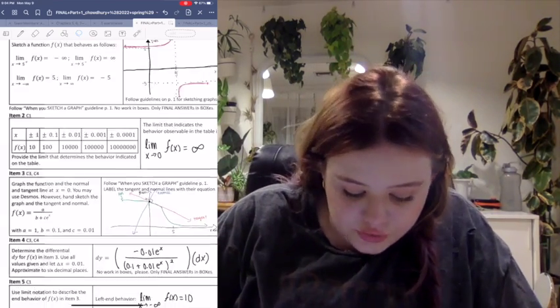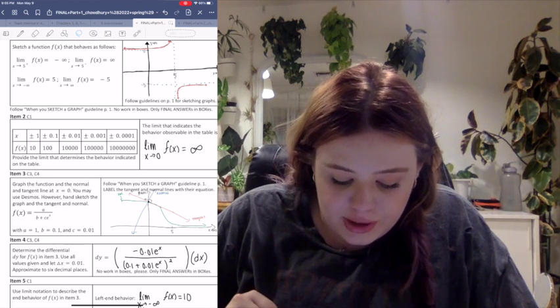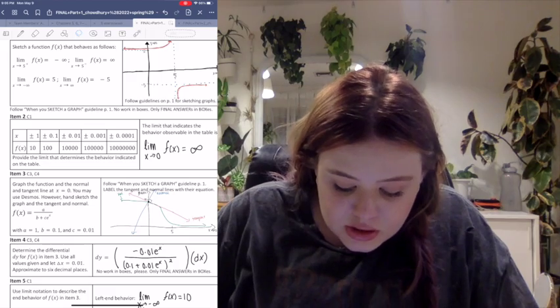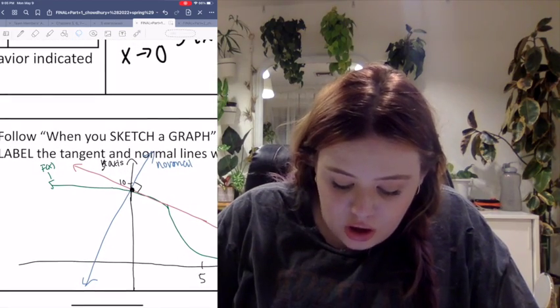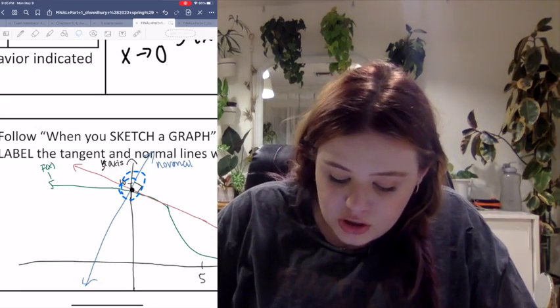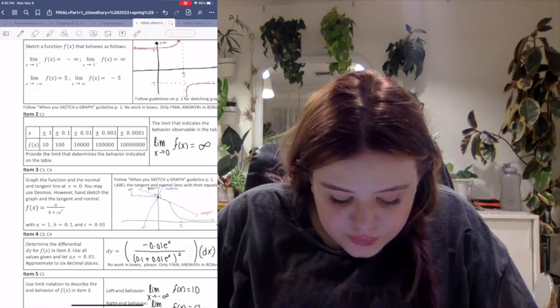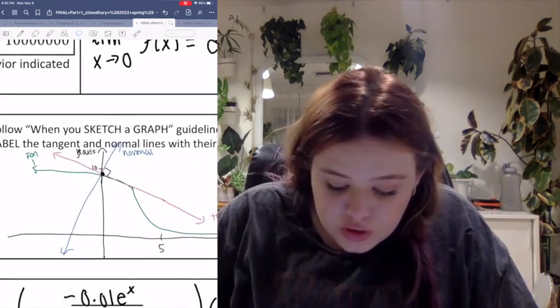And you asked us to find the tangent and normal line at the point x equals 0. So the function crosses the y-axis where x would be 0, just under 10 here. And we drew the tangent line to that.